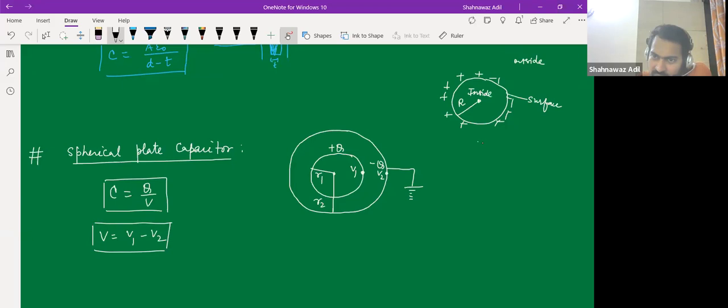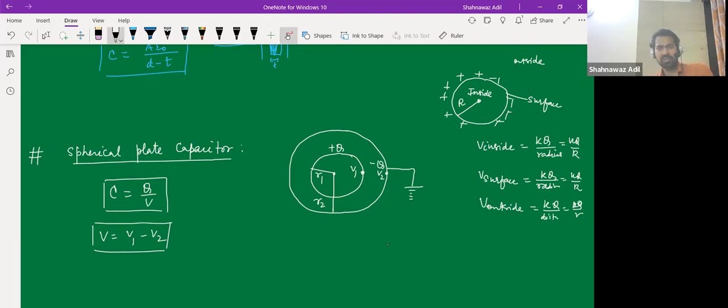So what was the potential inside, Aisha? KQ by capital R, which was the radius. Absolutely right. And what was V surface? KQ by capital R, the radius again. And what was V outside? KQ by small r, whatever the distance was. Good, so you remember. Now we can do this question easily.